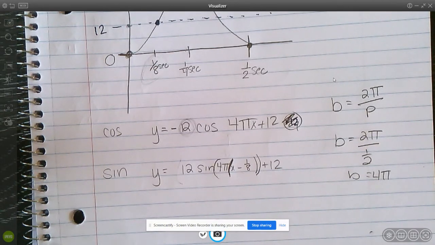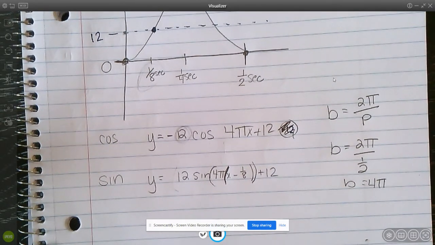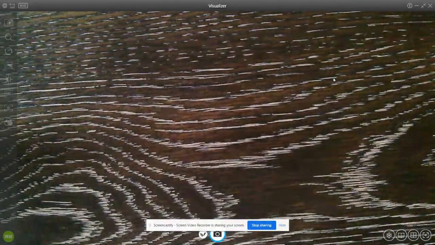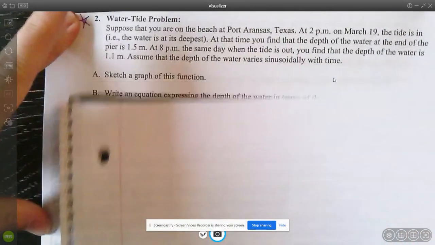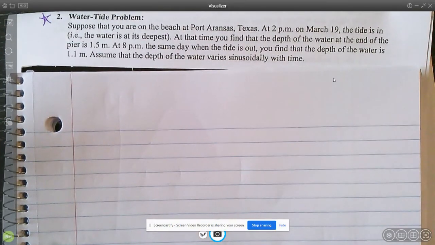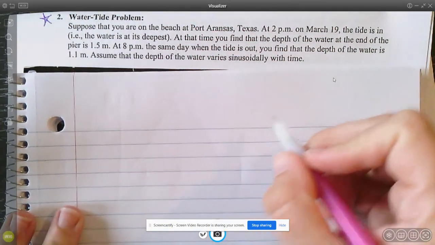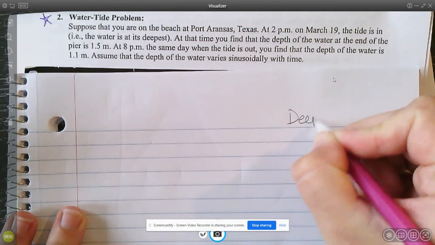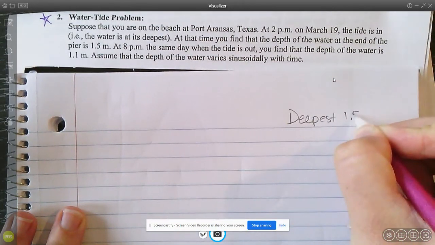All right, so now we are gonna do this water tide problem. Okay, this time it says, suppose that you are at the beach at Port something, Texas, at 2 p.m. on March 19th. The tide is in, so that's when the water is the deepest. At that time, you find the depth of the water at the end of the pier is 1.5 meters. So I'm just going to write that down. So it's the deepest at 1.5 meters.